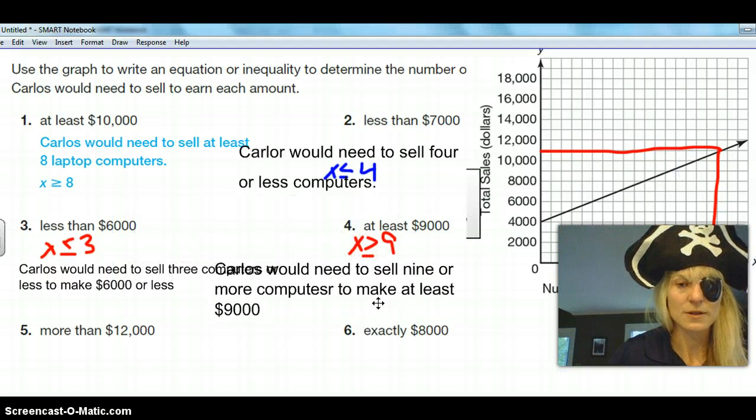So I would like for you to go ahead and do the next 2. You're going to do 5 and 6 and come in with those answers. You need to have the inequality that goes with it, and then you also need to have the sentence that goes with it.